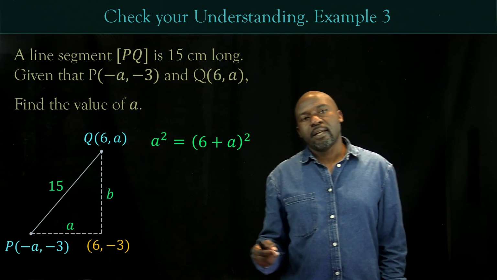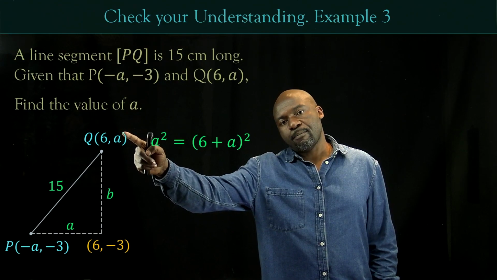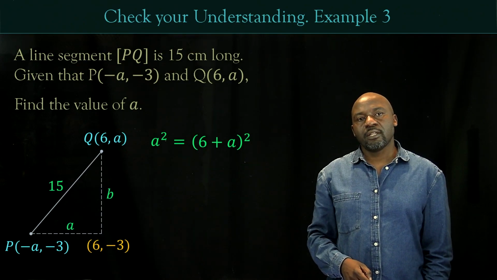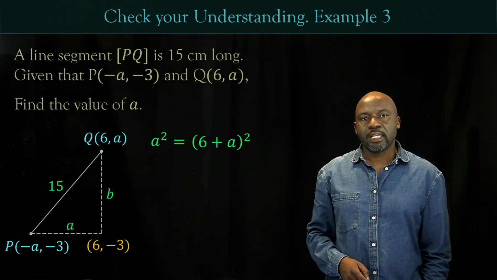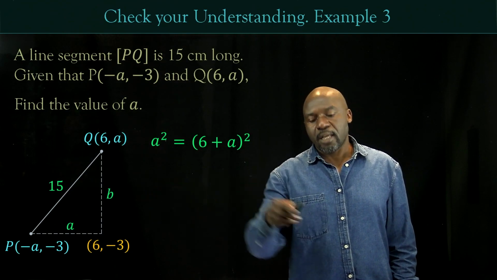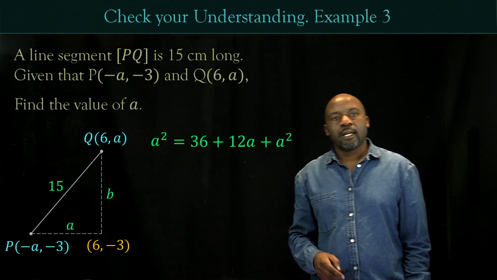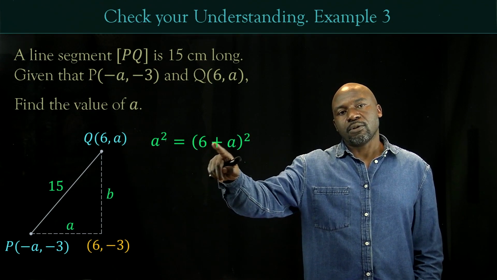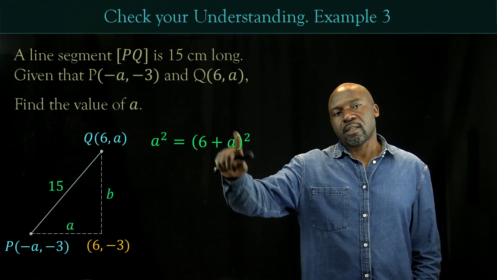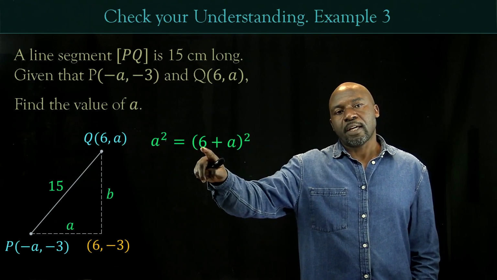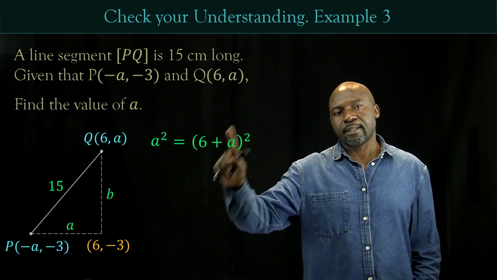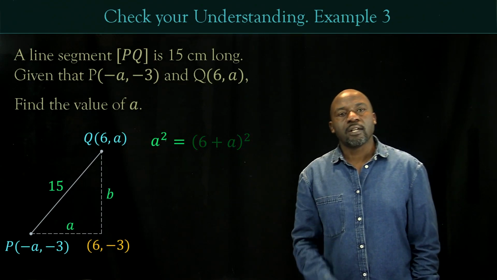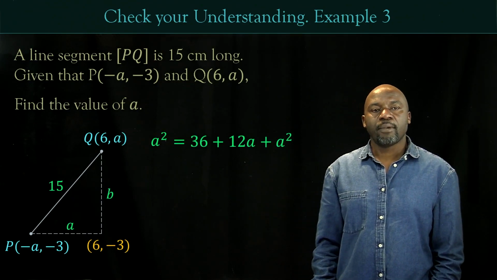Similarly, B squared must be equal to A minus negative 3, and A minus negative 3 is positive 3. So A plus 3, and therefore B squared is A plus 3 squared. Before I go to B, we can open this bracket. 6 plus A squared is a perfect square, so we can open directly. That is 6 squared plus twice 6 times A, that is 12A, plus A squared. That gives us 36 plus 12A plus A squared.